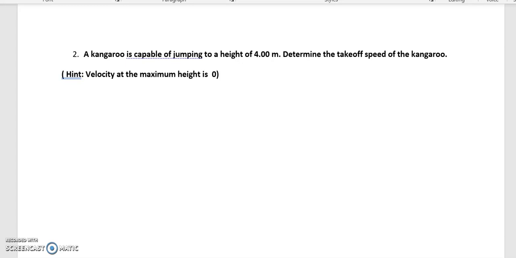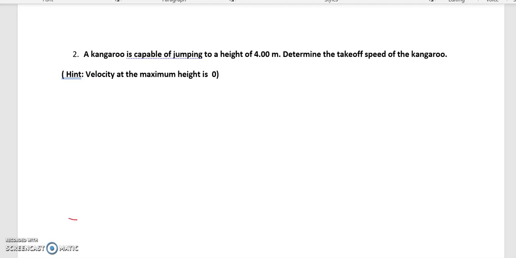Alright guys, now we are going to discuss question number 2 and 3. A kangaroo is capable of jumping to a height of 4 meters. You're asked to determine the takeoff speed of the kangaroo, and the hint is that the velocity at the maximum height is equal to 0. So let's first visualize the problem.